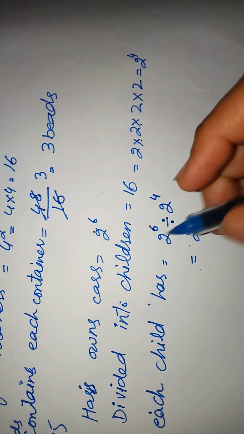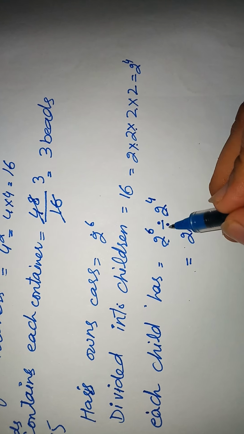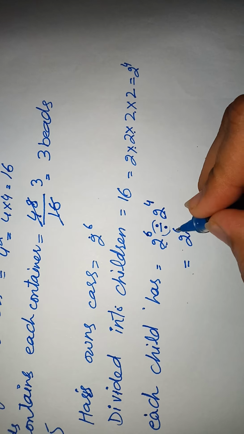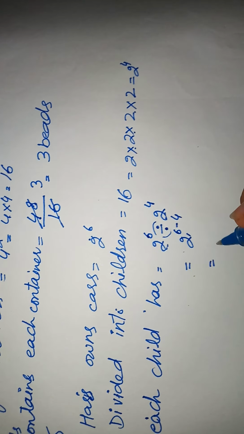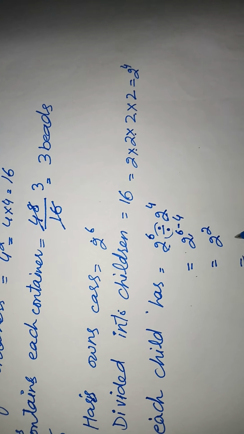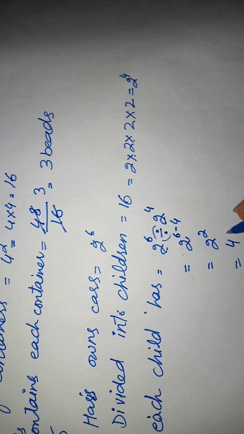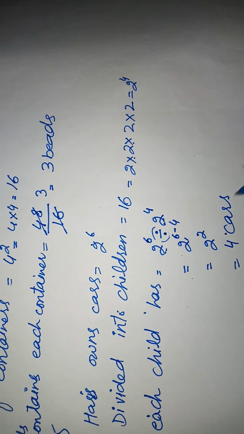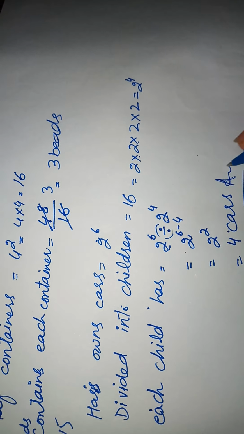So how many will each have? It is clear from the statement that bases are same and the sign is division, so the powers will be subtracted. 6 minus 4 is 2. So each child will have 2 twos are 4 cars. Each child will have 4 toy cars. That is the answer. So here we have completed the exercise, and you can now do the multiple choice questions of this exercise.